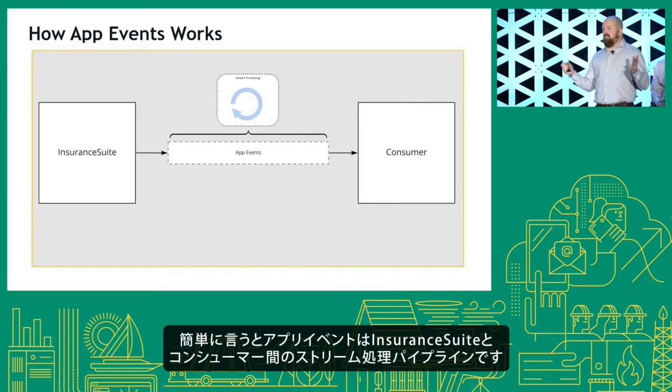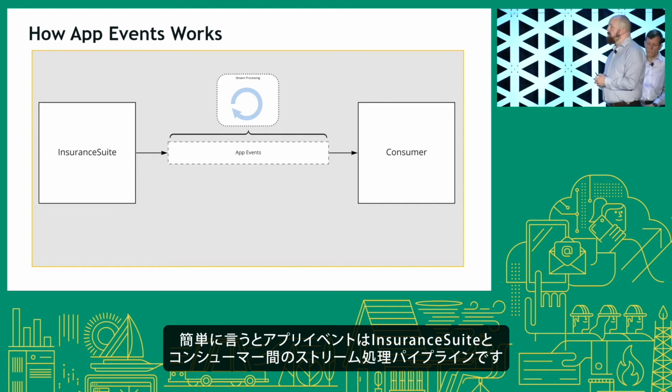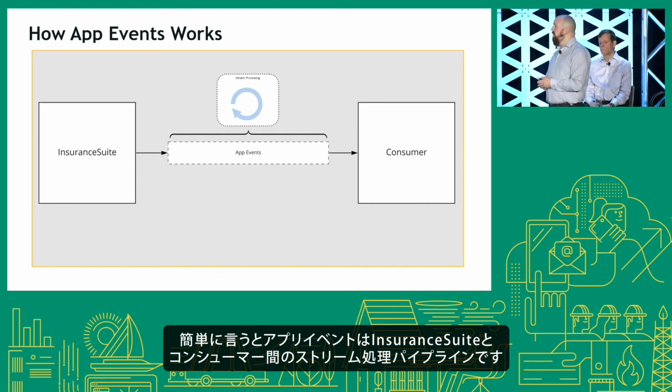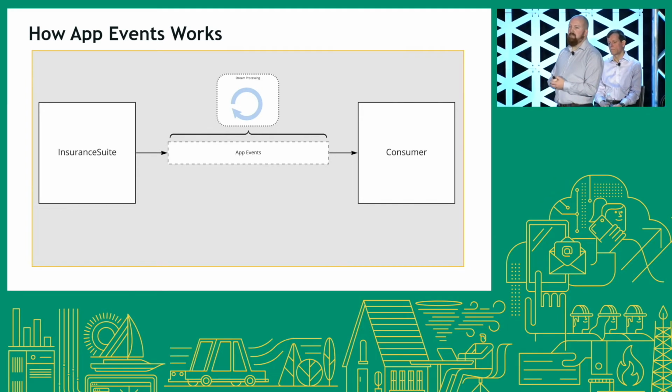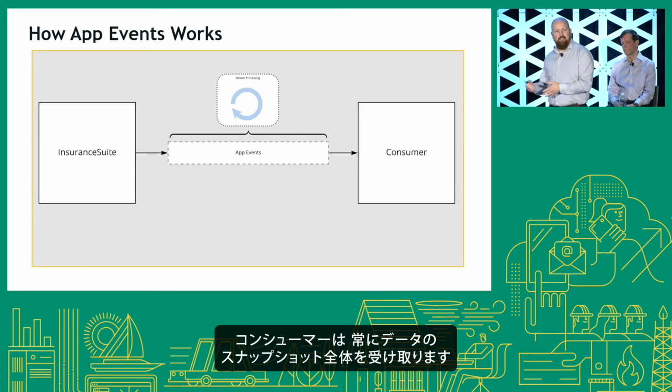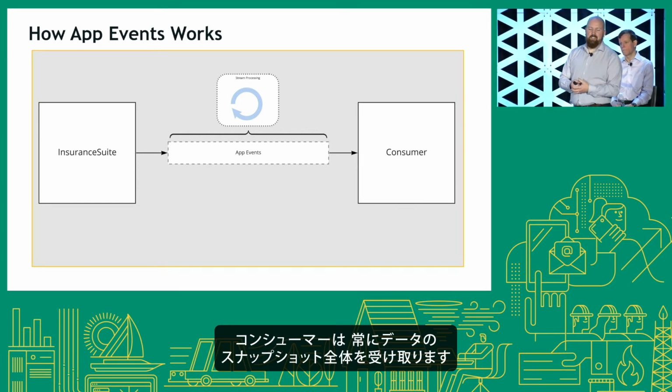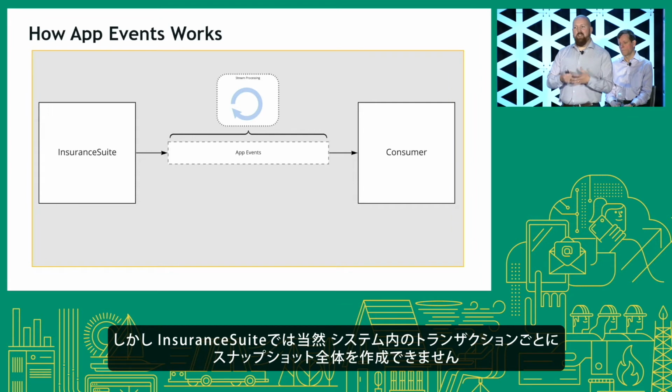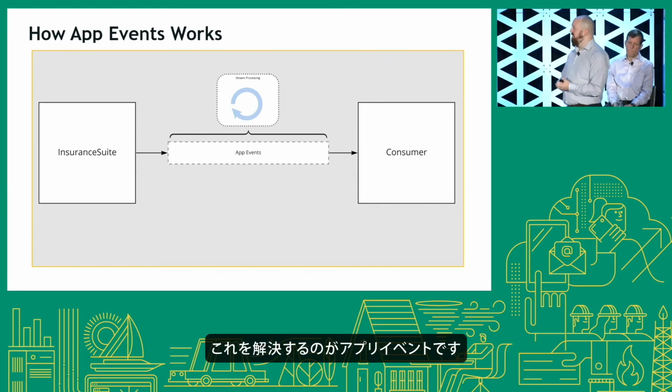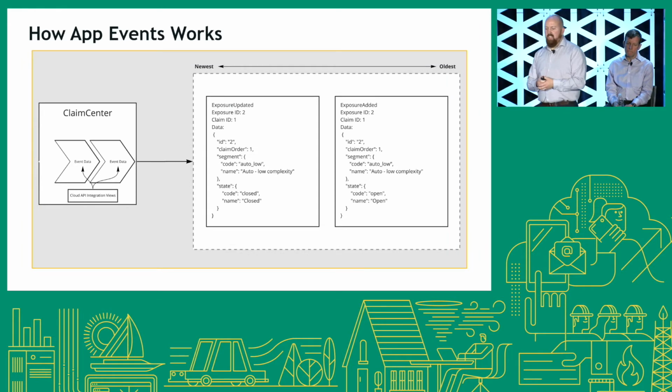At a very high level, App Events is a stream processing pipeline between InsuranceSuite and the consumer. As you saw, consumers always receive an entire snapshot of the data. And you can also guess that IS cannot reasonably be creating this entire snapshot at every transaction in the system. And that is what the App Events system is for.